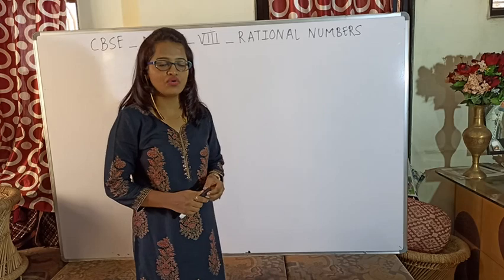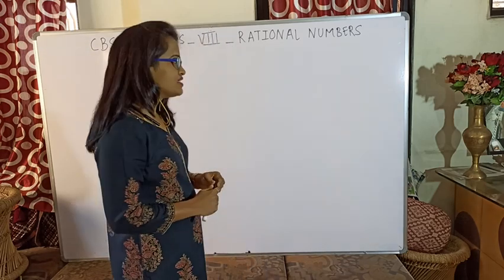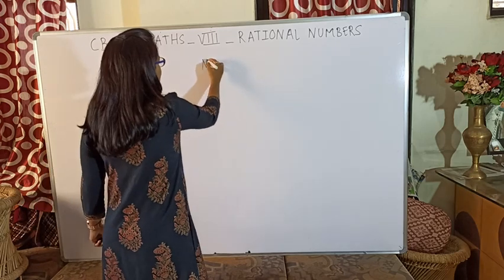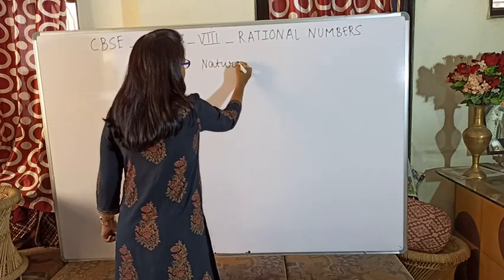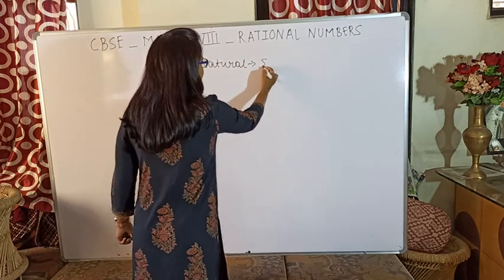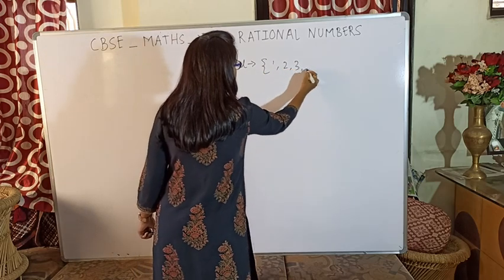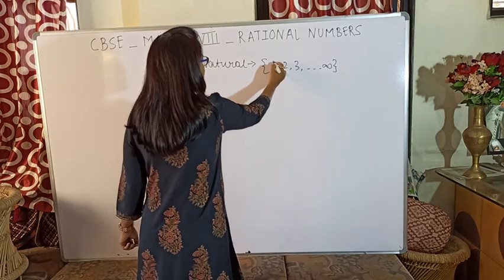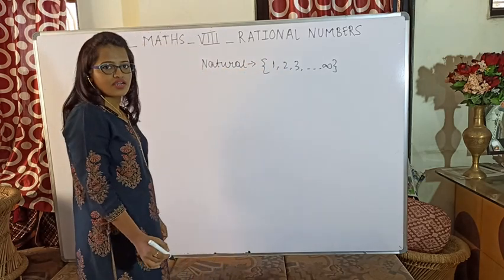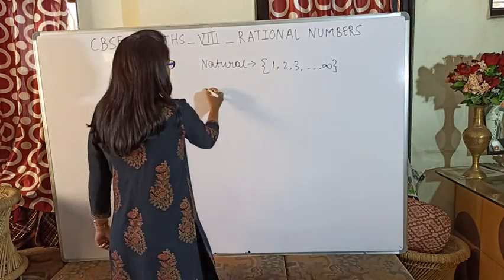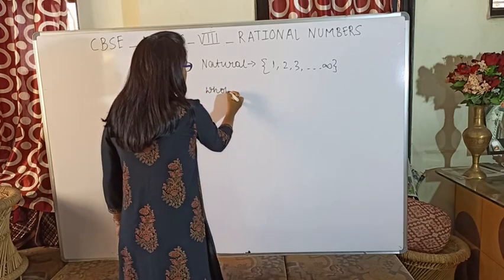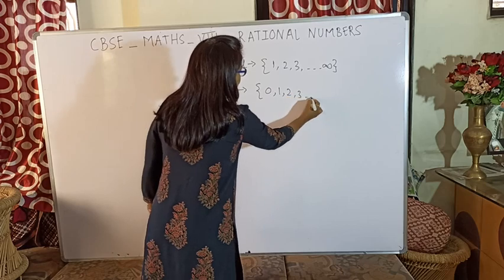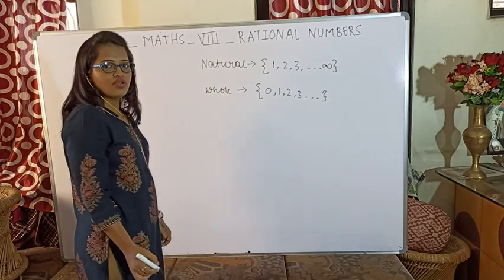Let us begin with the basic number system, that is the numbers called as natural numbers. So the numbers starting from 1, 2, 3 till infinity are categorized as natural numbers. All these numbers are positive. Now, when you add 0 to this set of natural numbers, the numbers so obtained are called as whole numbers.